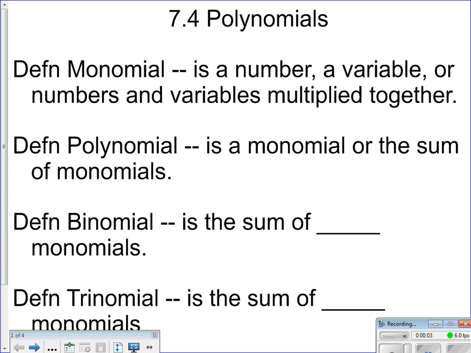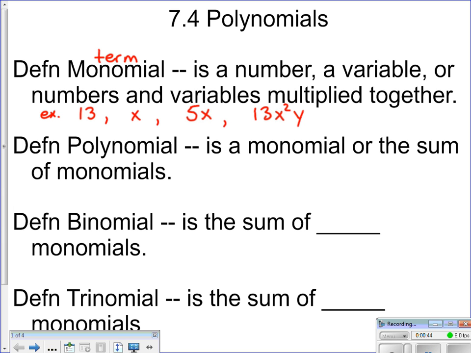Lesson 7-4, Polynomials. Now a monomial is a number, a variable, or numbers and variables multiplied together. So an example of a monomial would be just a regular number, like 13. It could be just a variable, like x, or it could be numbers and variables multiplied together, like 5x, or even 13x squared y. A monomial is the larger name for something that is a term. It's a number, a variable, or a product of the two together.